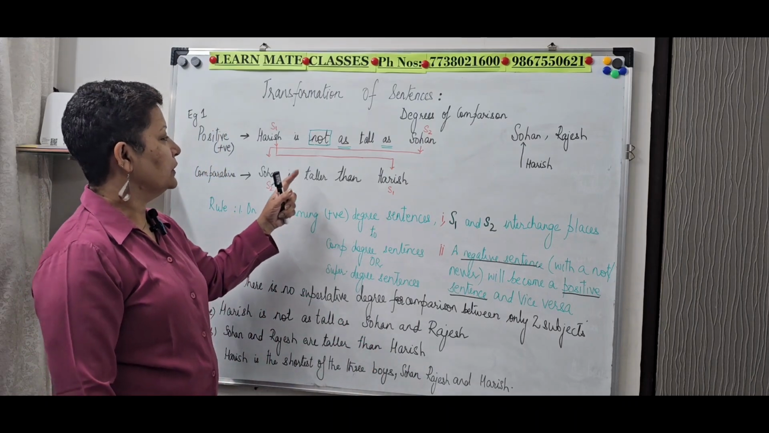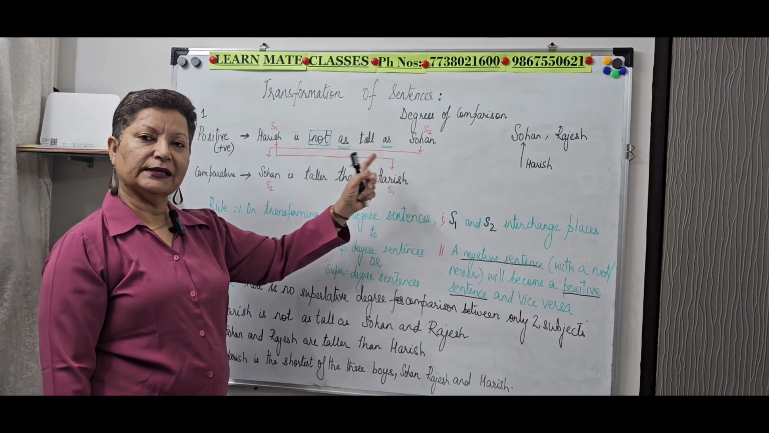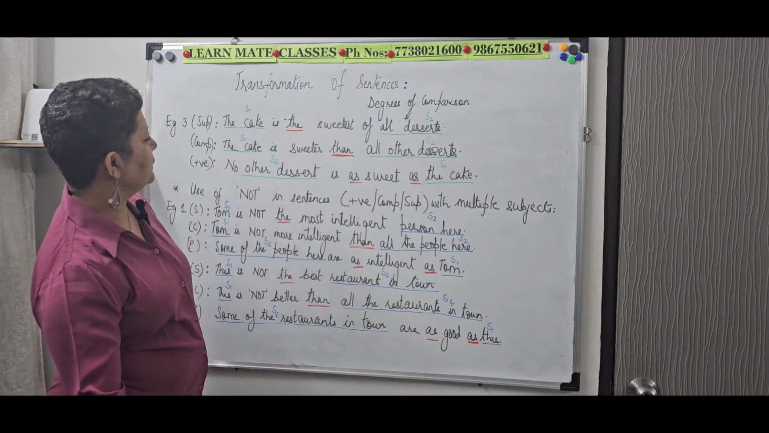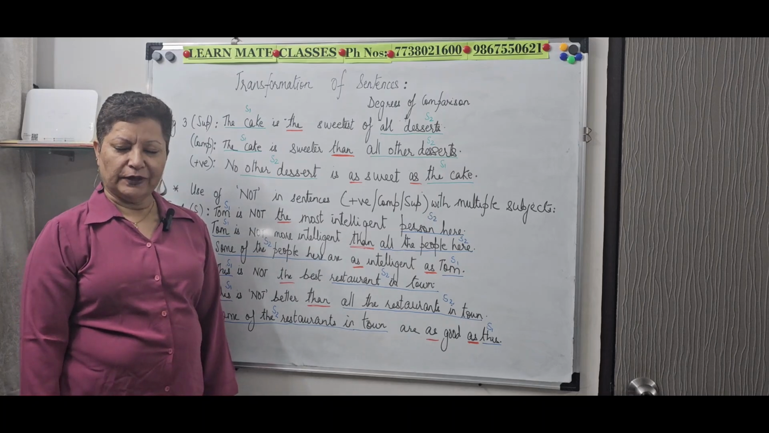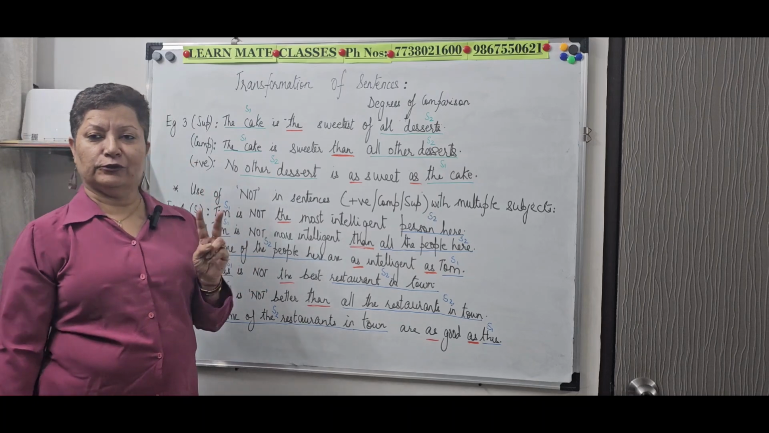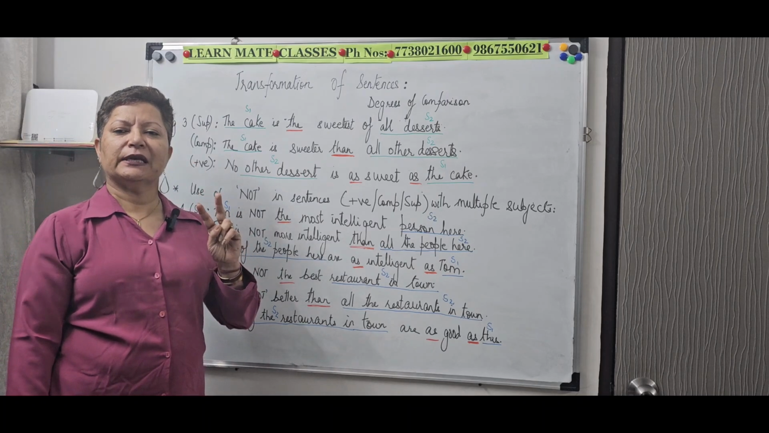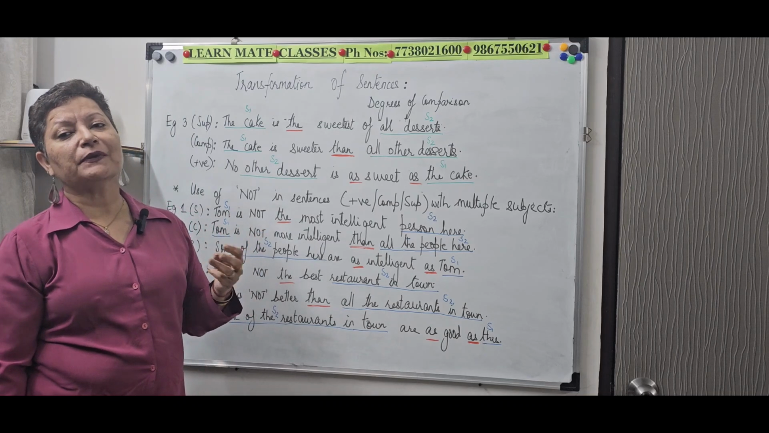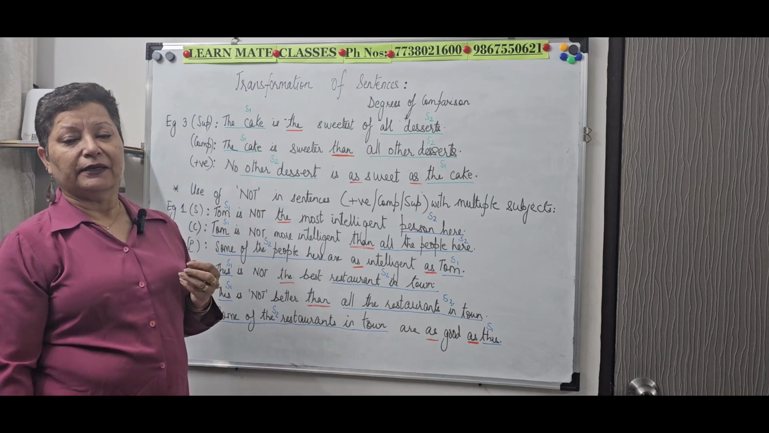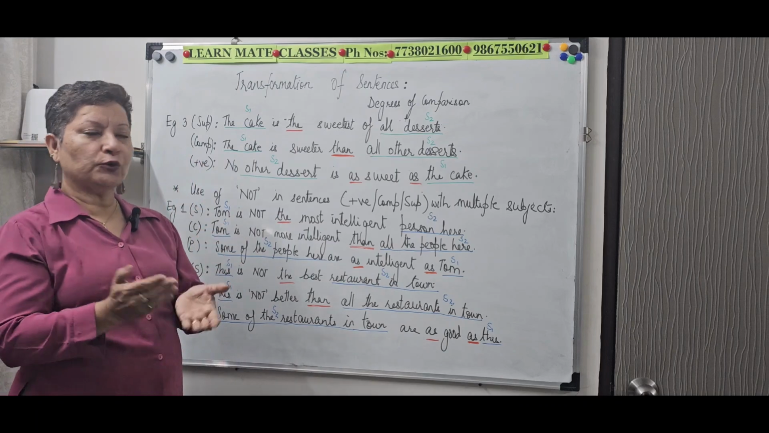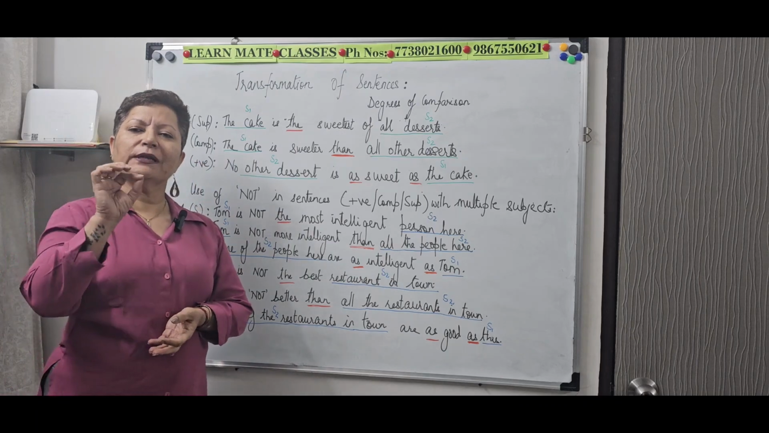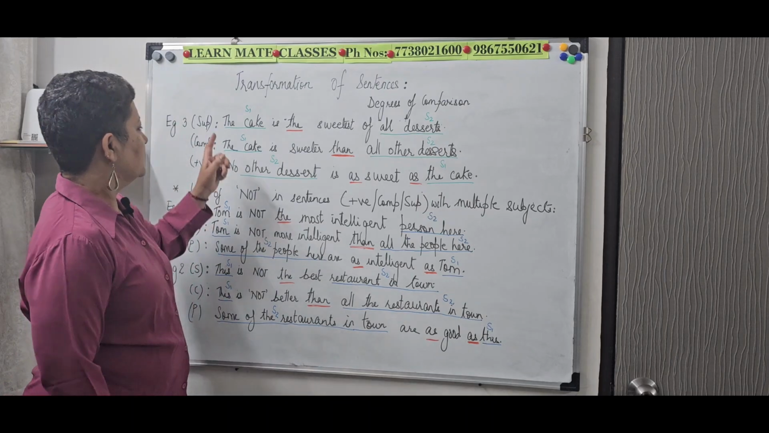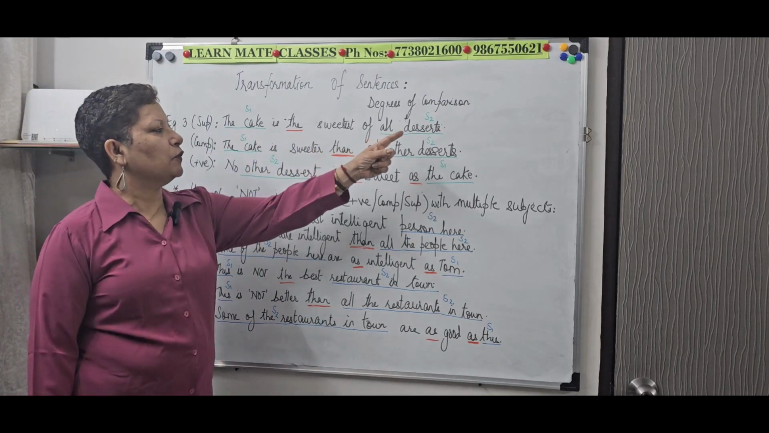So I've given you an example where there were only two subjects. I've given you an example where there were three subjects. So in the first two examples, we had taken either two subjects, like the first one was Harish and Sohan, and the other example was where we had taken three subjects. Now we are going to be taking it as a group, and then we are talking about one subject amongst the entire group. So if I look at this, the cake is the sweetest of all desserts.